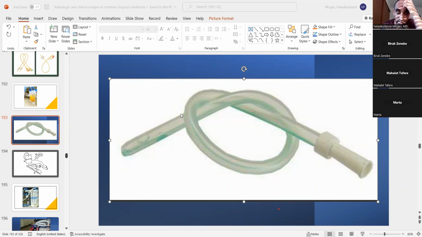Unless you are putting it in an elephant's nose. Does an elephant have a nose? I don't know.